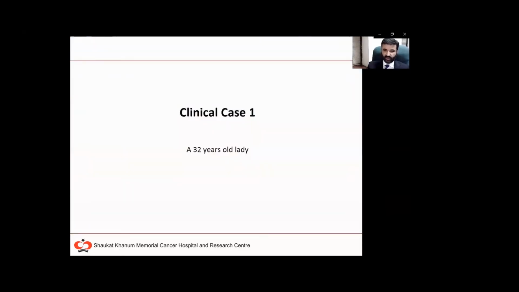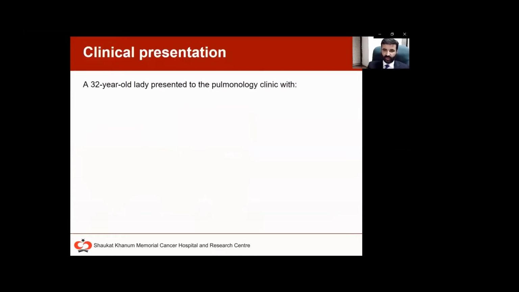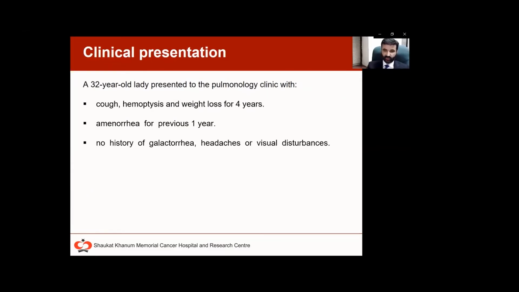My first clinical case is a 32-year-old lady. She presented to pulmonology clinic with symptoms of cough, hemoptysis, and weight loss for the previous 4 years. She also had amenorrhea for a year, and there was no history of galactorrhea, headaches, or visual disturbances.